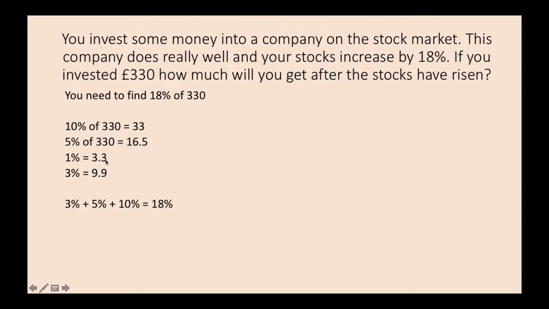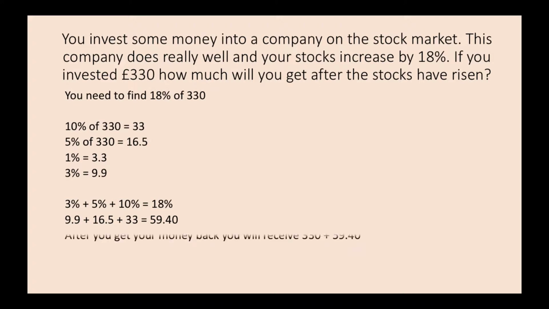I don't actually need to use the 1% because I just used that to find the 3%. So 3 plus 5 plus 10 gives me 18. So I'm just going to add up the numbers that match each one. So 9.9, 16.5 and 33, giving me 59.40, or £59.40. Then I'm just going to do my 330, because that's what I had in the beginning, plus my £59.40, giving me £389.40.